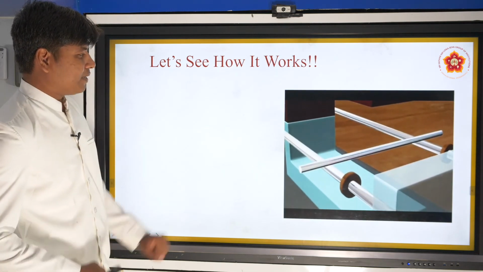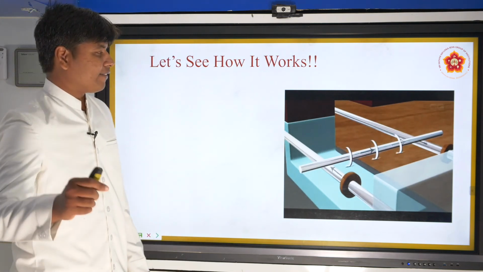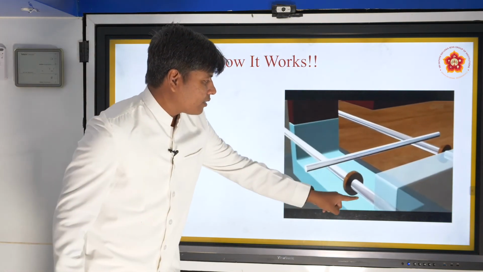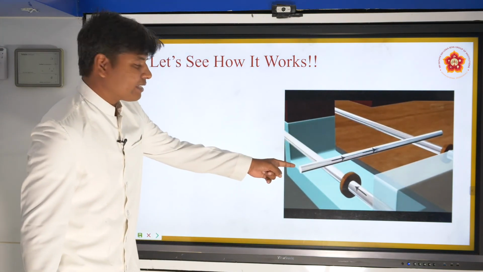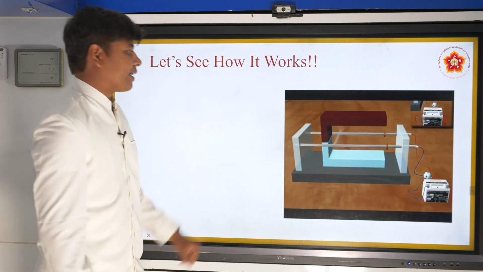See, you have a setup here. Current is going in this direction. Use Fleming's left hand rule. Now magnet north pole, south pole, the field is in downward direction and it is experiencing a push towards the magnet.